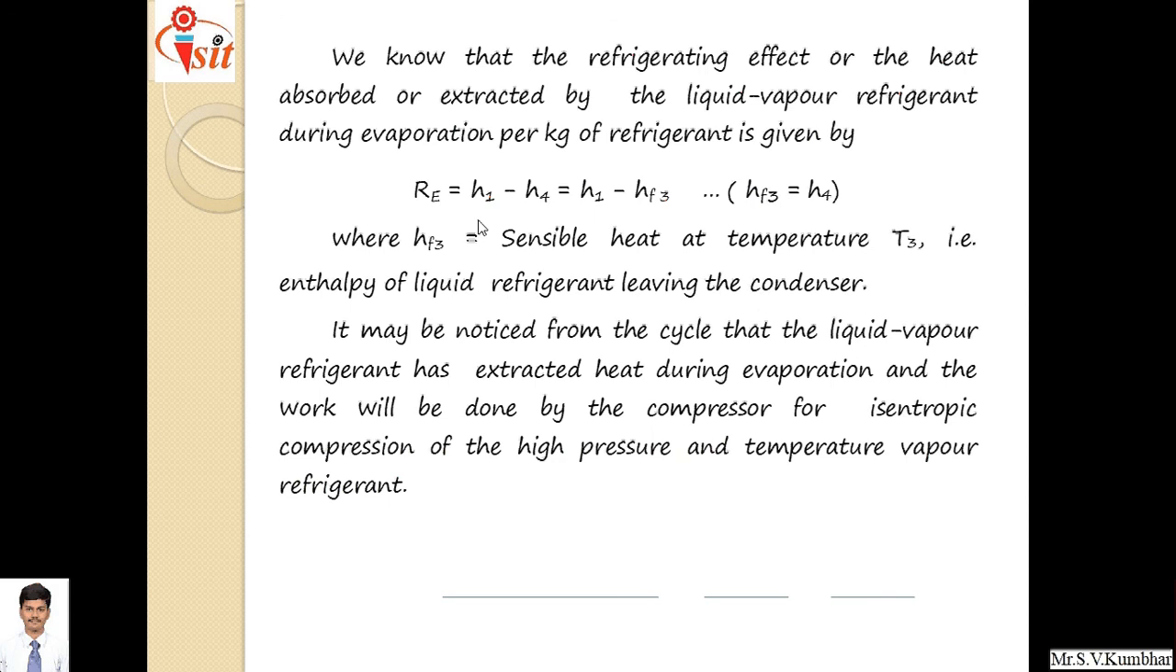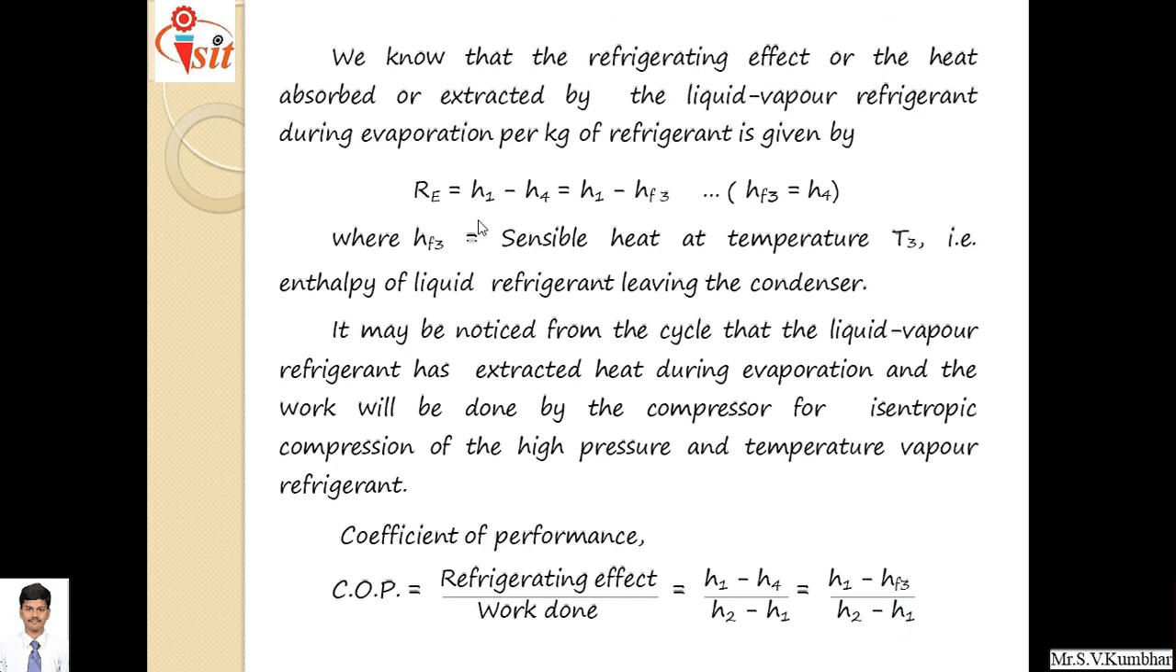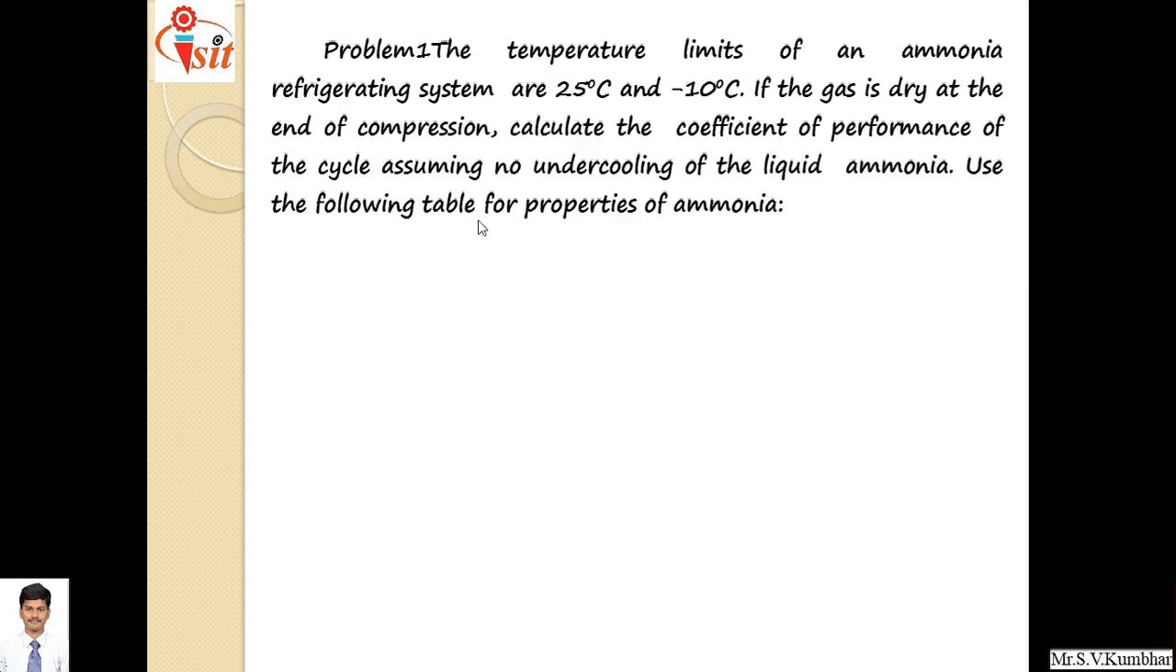It may be noticed from the cycle that the liquid vapor refrigerant has extracted heat during evaporation, and work will be done by the compressor for isentropic compression of the high pressure and temperature vapor refrigerant. So the coefficient of performance is given by refrigerating effect divided by work done, that is H1 minus H4 divided by H2 minus H1, that is equal to H1 minus HF3 upon H2 minus H1. We will require this formula while solving numericals.